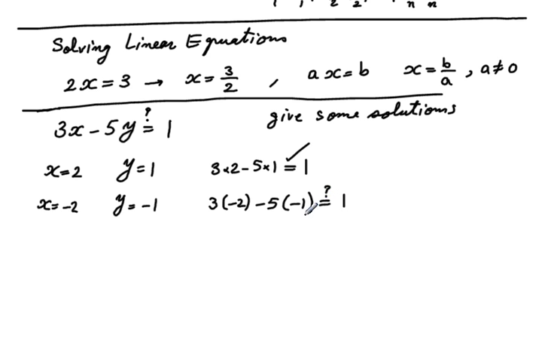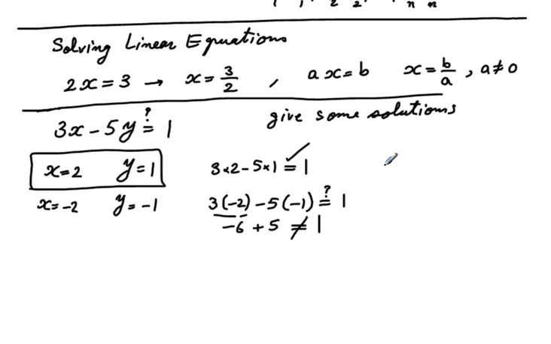That didn't work. Is that right? So here we made a guess: y equal to minus 1, x equal to minus 2. This became minus 6. Minus 5 times minus 1 is plus 5. That is not 1. So that is not a solution. So this is a solution. Our guess succeeded. This one is not a solution. Well, try again. Try some other y's.